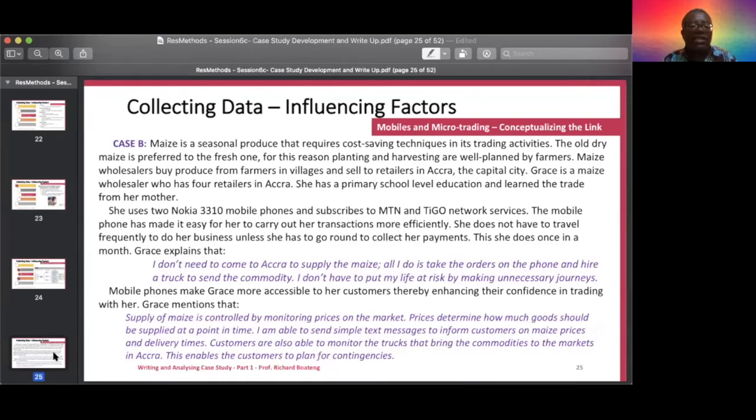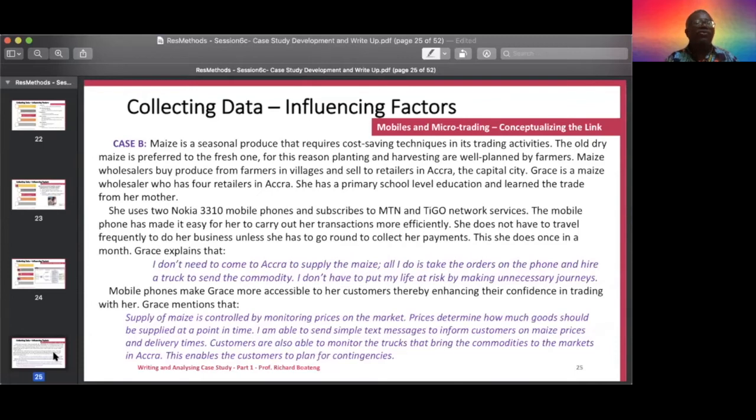Okay, so maize is a seasonal produce that requires cost-saving techniques in its trading activities. The old dry maize is preferred to the fresh one. For this reason, planting and harvesting are well planned by farmers. Maize wholesalers buy produce from farmers in villages and sell to retailers in Accra, the capital city. Grace is a maize wholesaler who has four retailers in Accra. She has primary school level education and learned the trade from her mother.